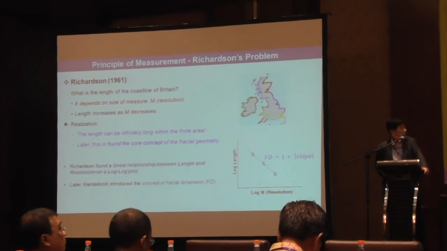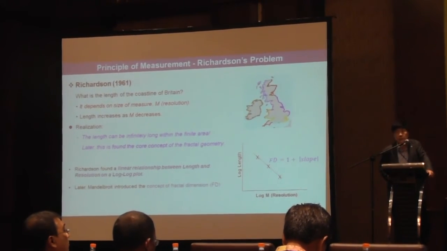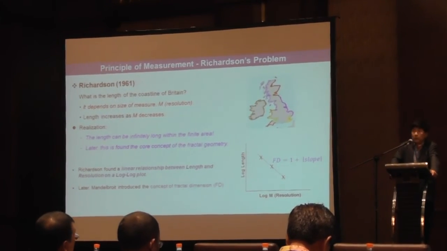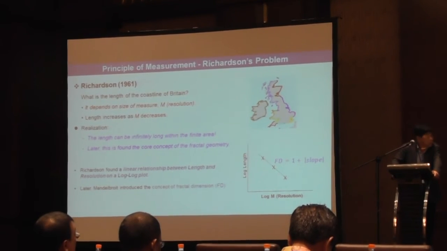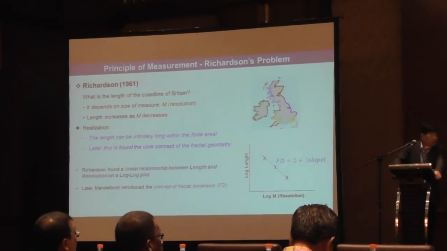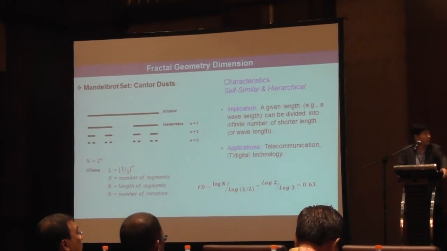So later, after Richardson, Mandelbrot said that when you plot the log of the coastal length against the resolution, they have a linear relationship. Then it's called fractal.